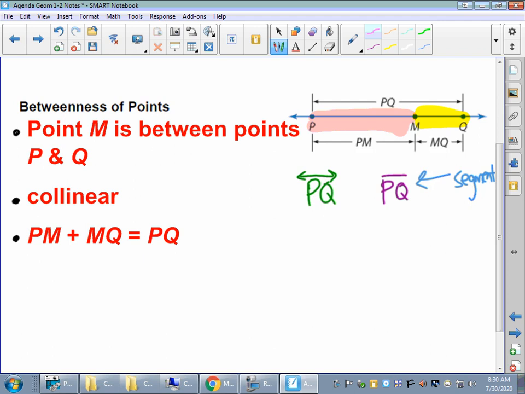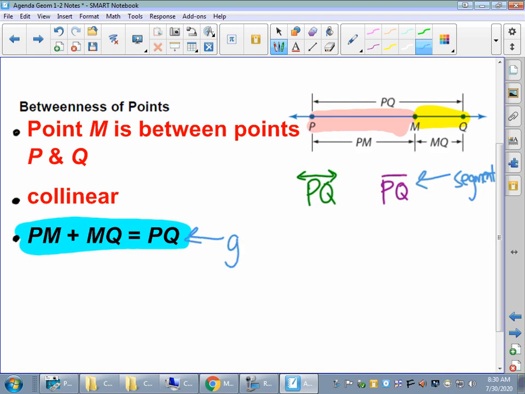Whenever we're talking about segments, whenever we're talking about lengths, we don't put the little segment symbol above it. That's just how it works. We'll do the same thing with angles and other things as well. So the length of PM plus the length of MQ equals PQ. This is a really important statement. I need to make sure I highlight this because we're going to use this geometric statement.